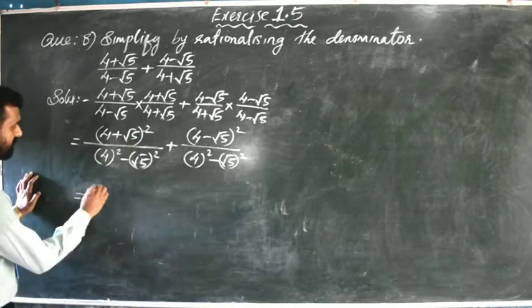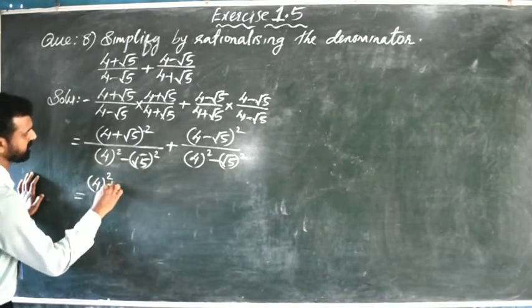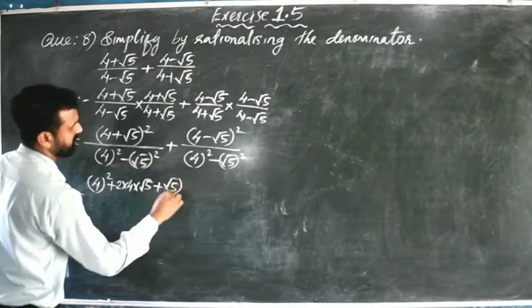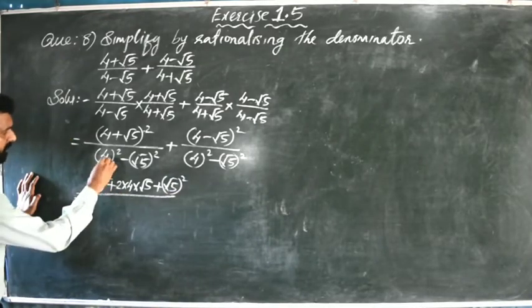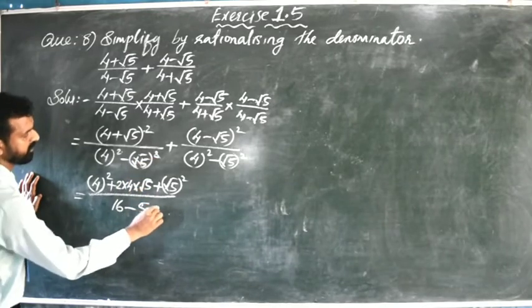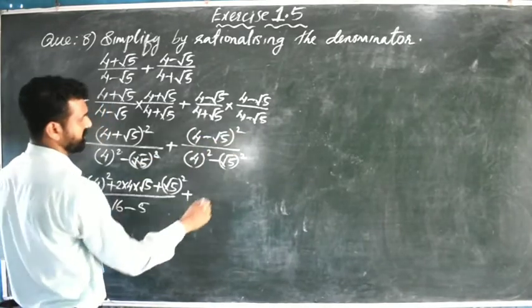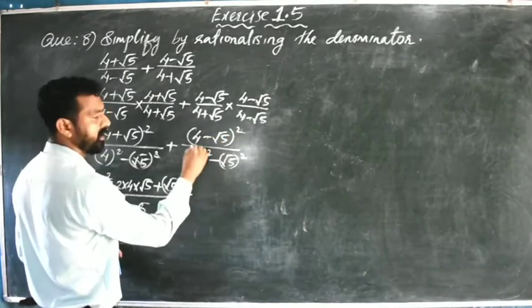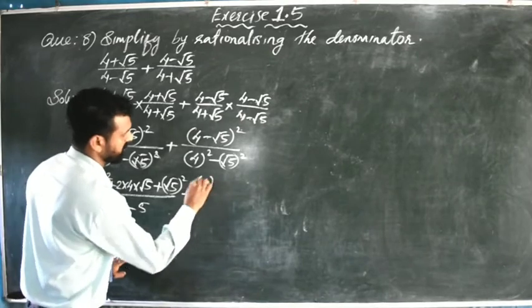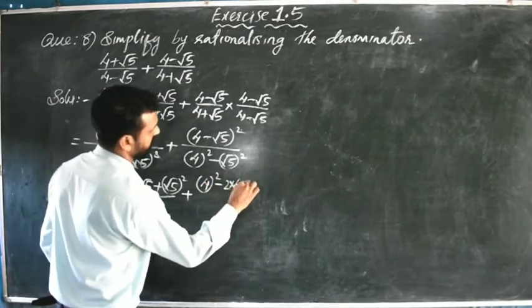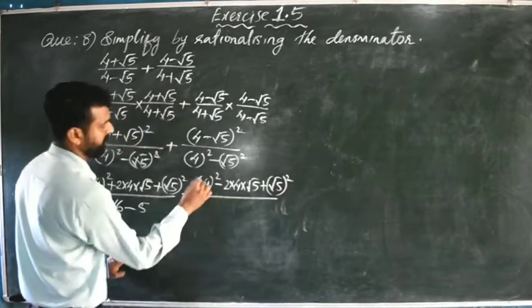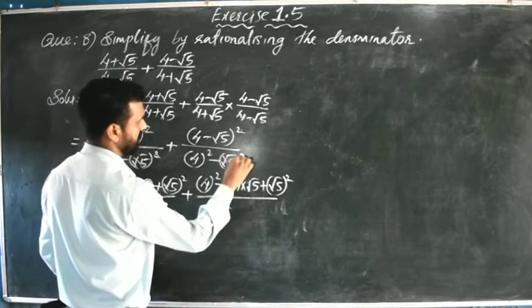What is the formula for a plus b the whole square? It is a square plus 2ab plus b square, that is 4 square plus 2 into 4 into root 5 plus root 5 square, divided by 4 square, 4 fours are 16, minus root 5 square, the square and square root cancel, 5. Then 4 minus root 5 the whole square is of the form a minus b the whole square. What is the expression? A square minus 2ab plus b square, that is 4 square minus 2 into 4 into root 5 plus root 5 square, divided by 4 square, 4 fours are 16, minus 5.